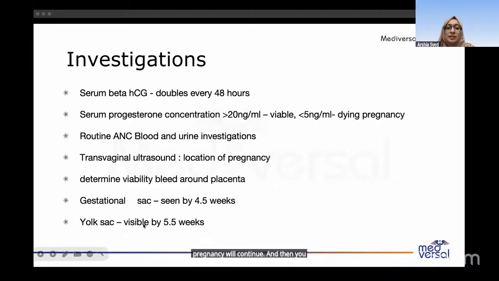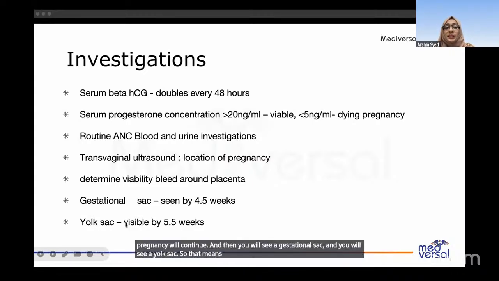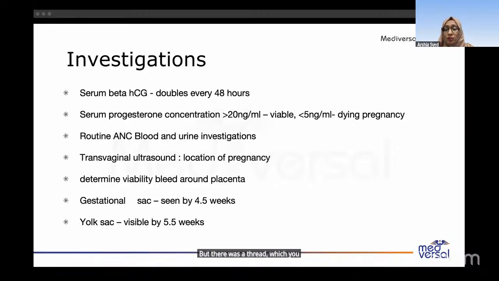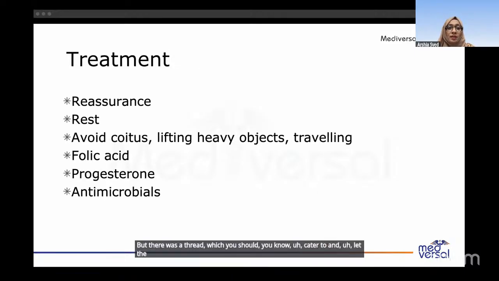And then you will see a gestational sac and you will see a yolk sac. So that means the pregnancy is continuing to be healthy, but there was a threat which you should cater to and let the pregnancy continue. So what are the advices that you'll give to such a patient?